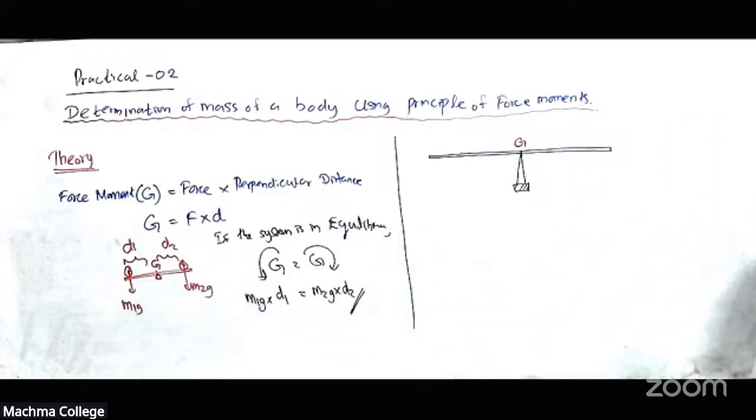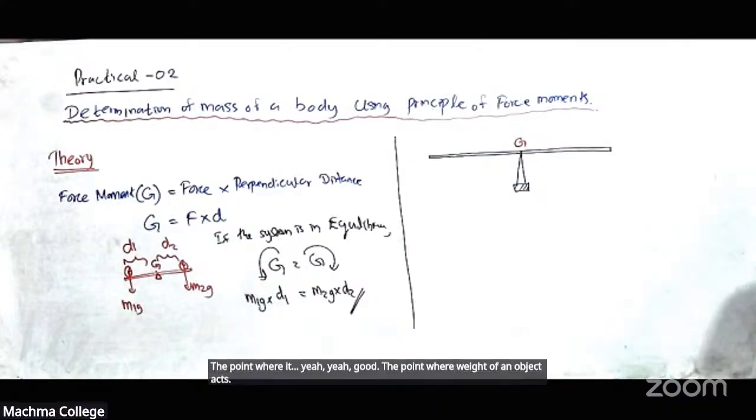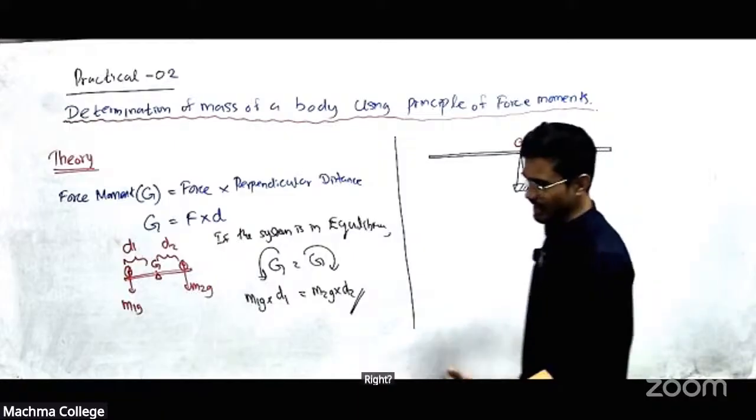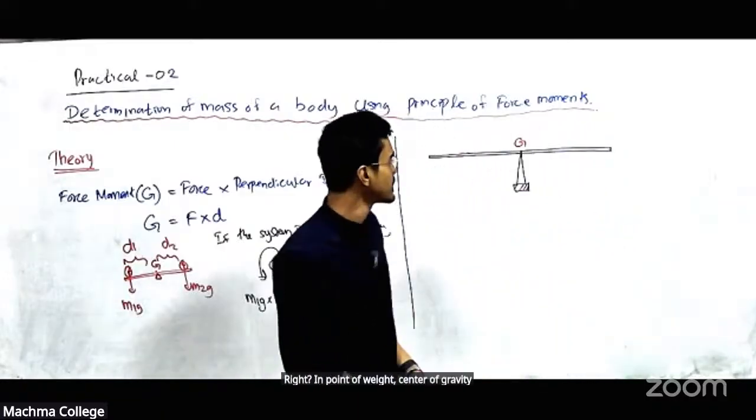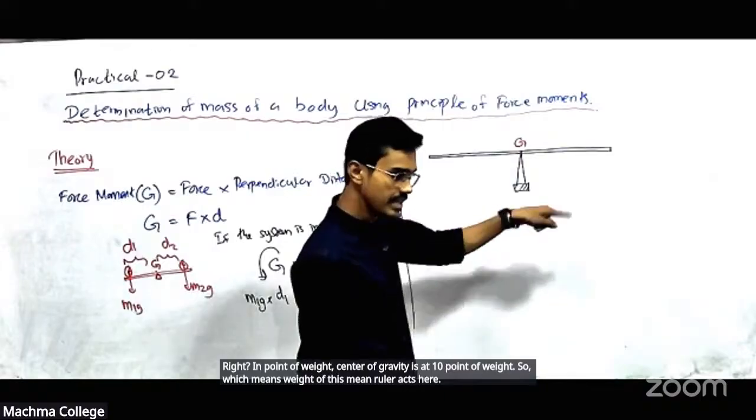The point where weight, yeah, good. The point where weight of an object acts. Acting point of weight. Center of gravity is the acting point of weight. So which means weight of this meter ruler acts here. That's why it is in balance.